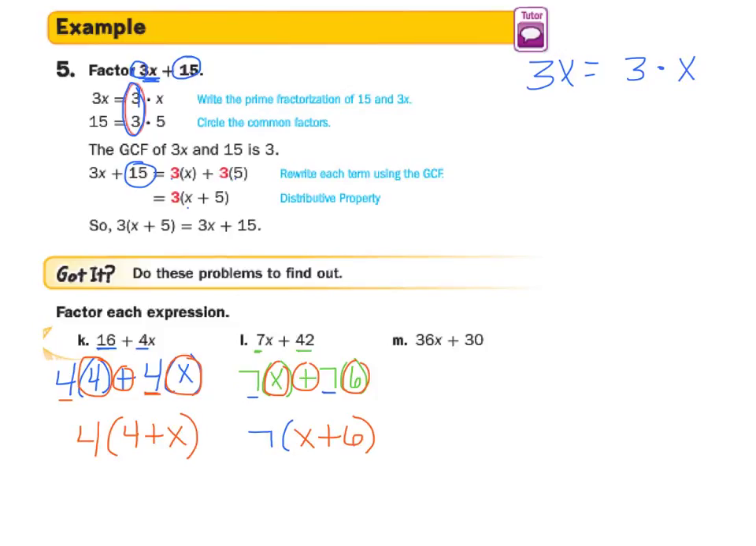Why don't you go ahead and see if you can handle m on your own, and then pause the recording while you do your work, then turn it back on to see if your work matches mine.